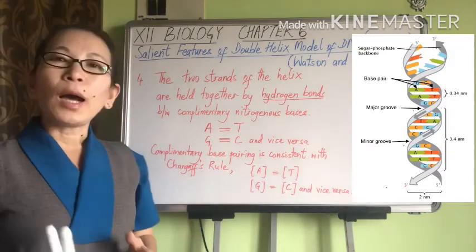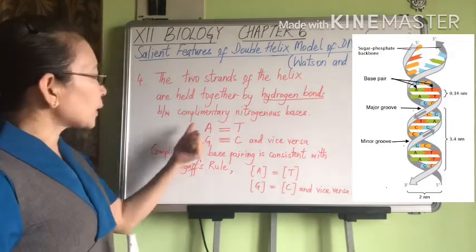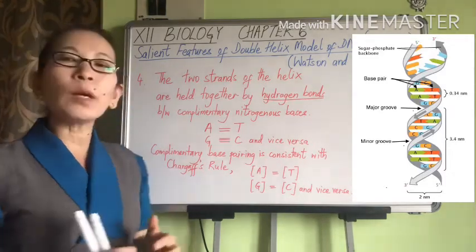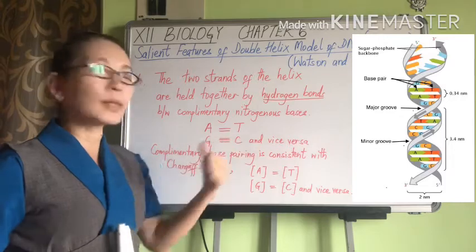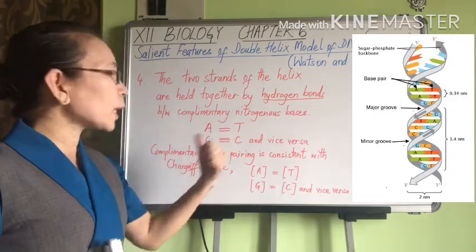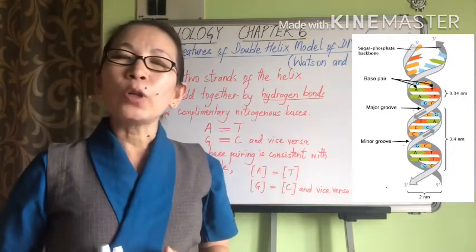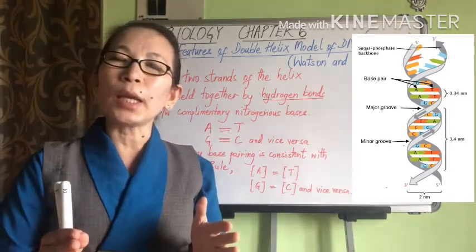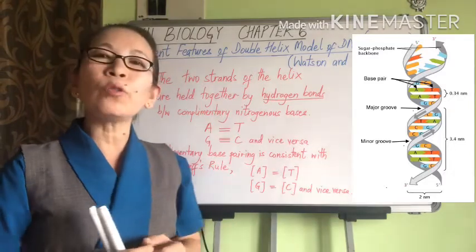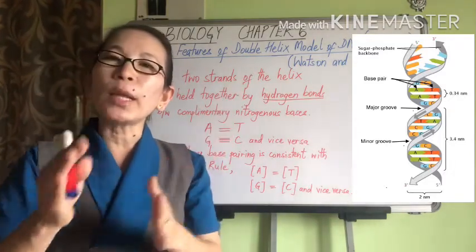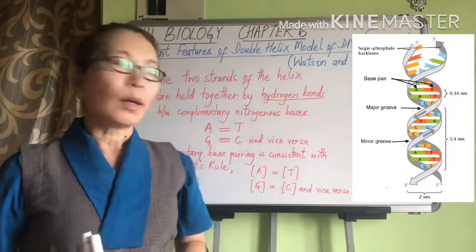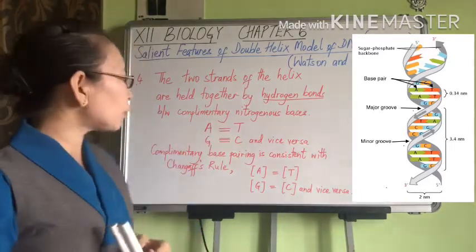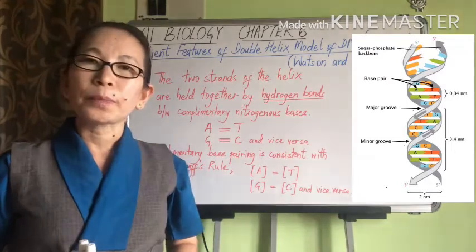Now, because a larger purine, such as adenine and guanine, always pairs with a smaller pyrimidine, such as thymine and cytosine, this kind of complementary base pairing always allows for a uniform distance between the two strands of the DNA, or a uniform diameter all along the length of the double helix. The uniform diameter of the double helix has been found to be 2 nanometers.